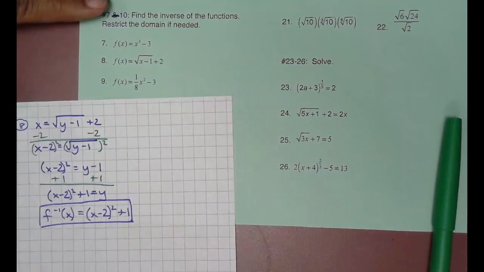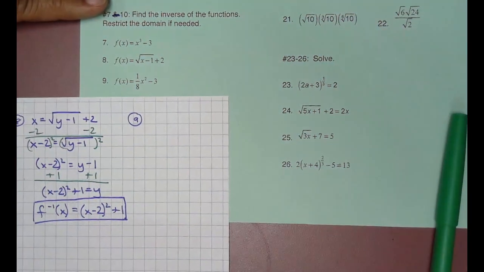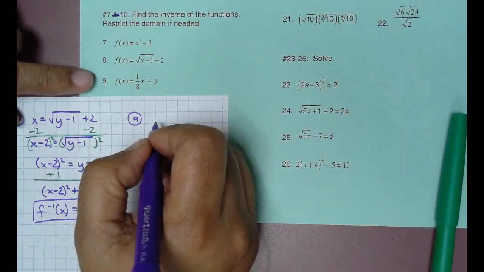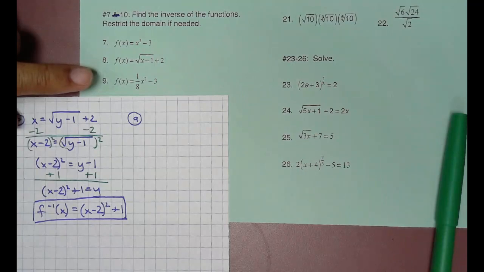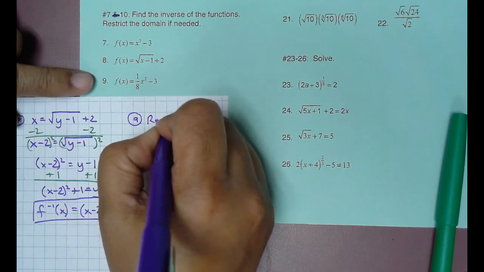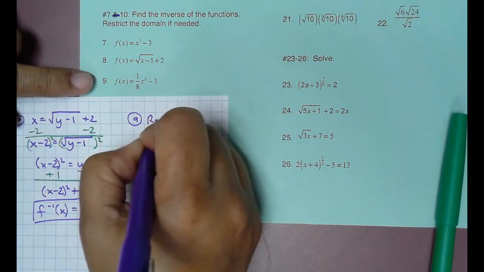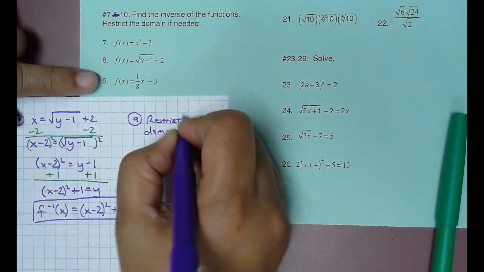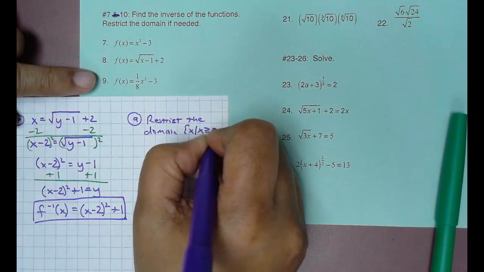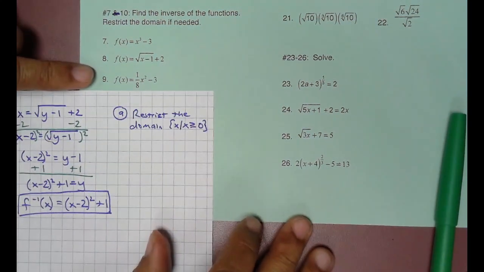Okay, number 9. This one is a quadratic. So this one is the one where I am going to have to restrict the domain. And if you remember, in restricting the domain, it's looking at the x value of the vertex, which is at 0. So we're going to restrict the domain of this f of x to be x such that x is greater than or equal to 0. Okay? And then we won't have to deal with any plus or minuses.